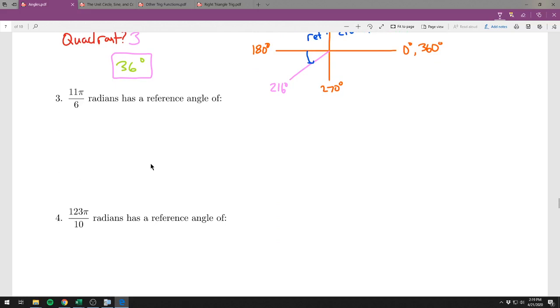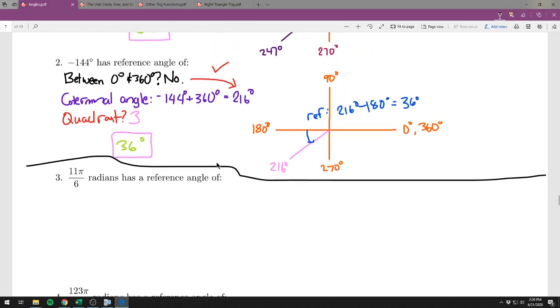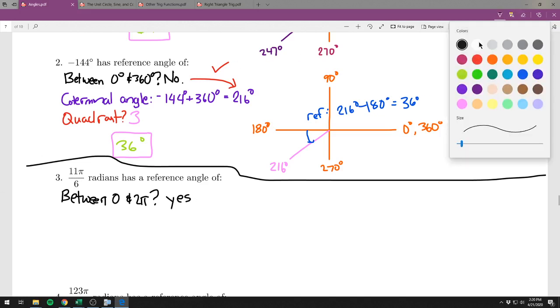All right, number 3, we have radians. Once again, just because it's a radian doesn't mean we ask any different questions. If we want the reference angle, we first start by asking, is it between 0 and 2 pi? Just like we talked about above, there's a number of ways you can figure that out. You can type this in your calculator and compare it to 2 pi. You can notice that 11 pi over 6 is smaller than 12 pi over 6, which means it is between 0 and 2 pi.